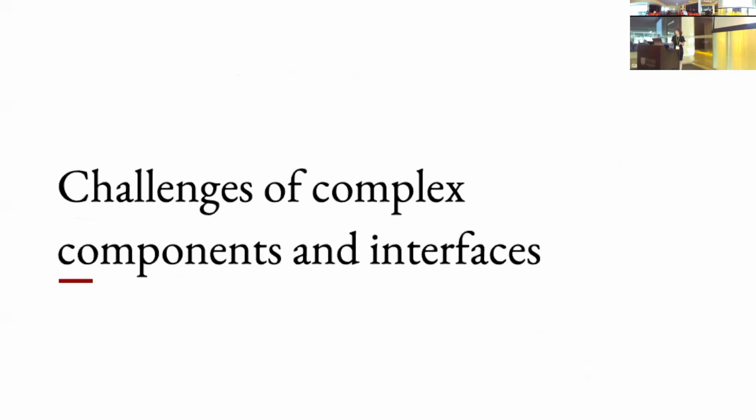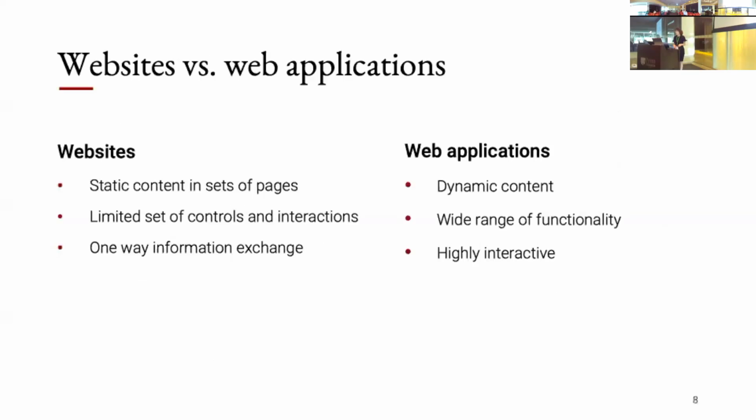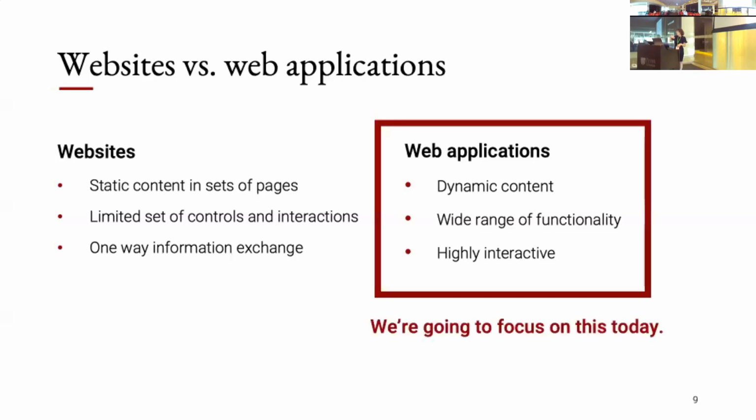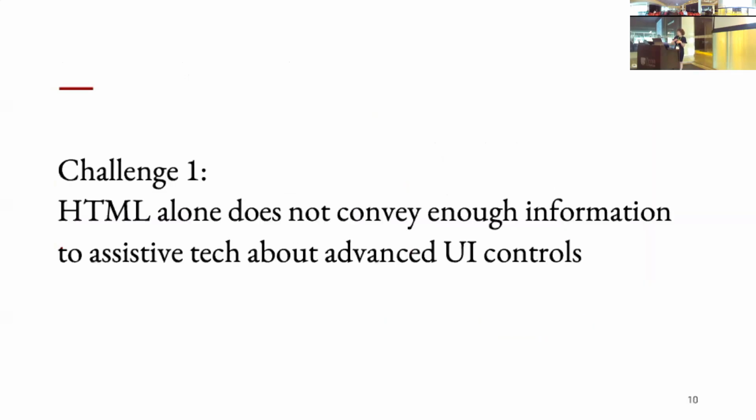So now we're going to go into some challenges of complex components and interfaces. So again, websites: static content, in sets of pages, usually limited sets of controls and interactions, more of a one-way information exchange. Web applications: more dynamic content, wide range of functionality, and highly interactive. And this is mostly where we're going to be focusing today. So first challenge, HTML alone does not convey enough information to assistive tech about advanced UI controls.